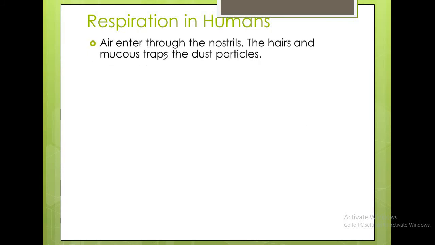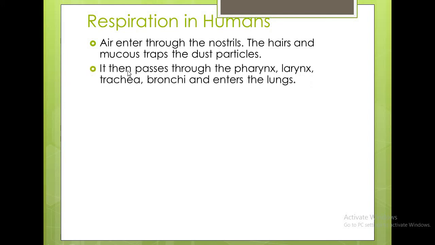When air enters through the nostrils, there are lots of hair and mucus that trap the dust particles. Even in our noses, hairs are there, and also a little amount of mucus is always there. Why this mucus and hair? Because they trap most of the dust particles. Not only dust particles, some of the bacteria are also trapped, and then the air passes through the pharynx, larynx, trachea, bronchi, and enters the lungs.